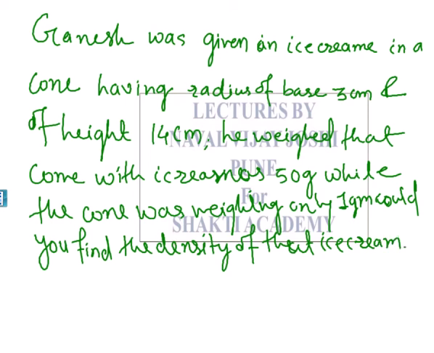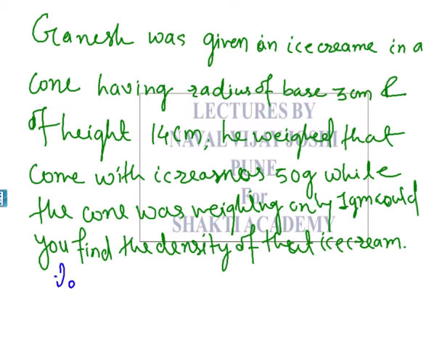So this is the numerical. Ganesh was given an ice cream in a cone having radius of base 3 centimeter and height 14 centimeter. He weighed that cone with ice cream as 50 gram, while the cone was weighing only 1 gram. Would you find the density of that ice cream? Okay, let us try.